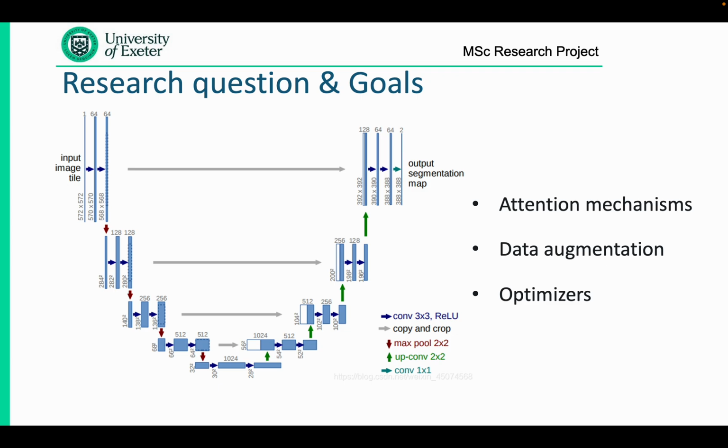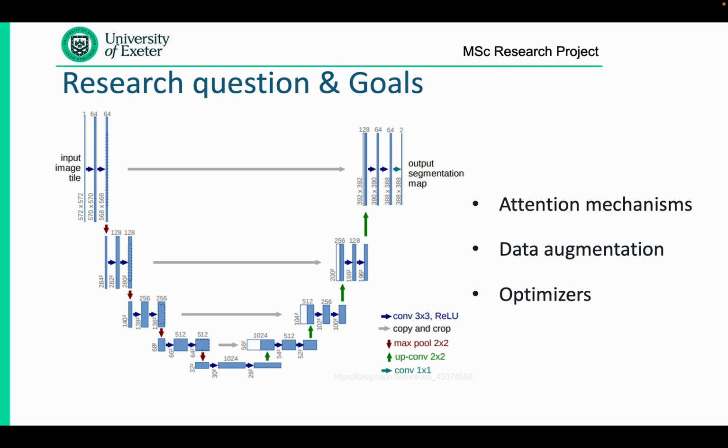Finally, a 1x1 convolution is applied to reduce the number of feature channels to the desired output, which is typically a binary or multi-class segmentation map. This structure allows the U-Net model to precisely segment images by capturing both high-level and low-level features through its U-shaped design.